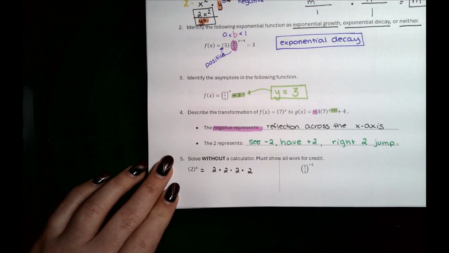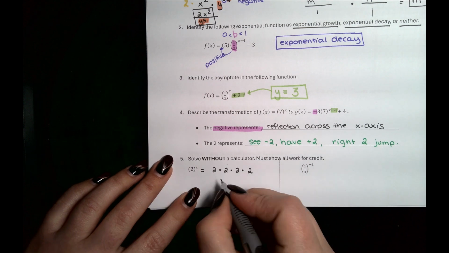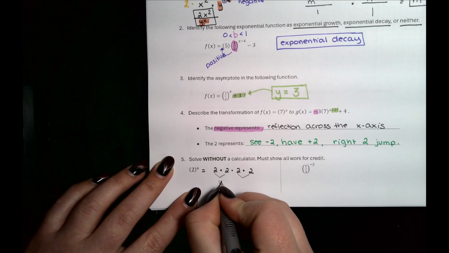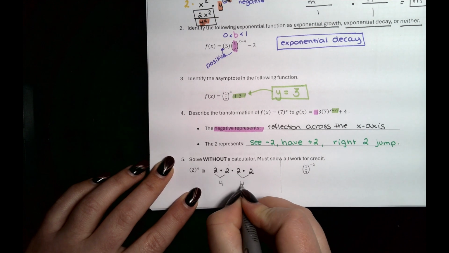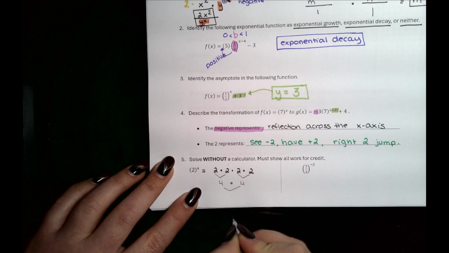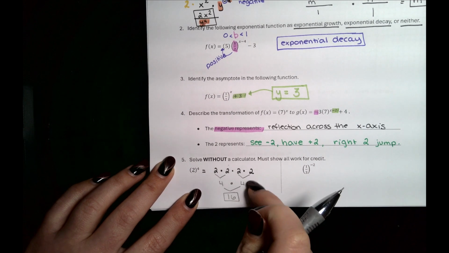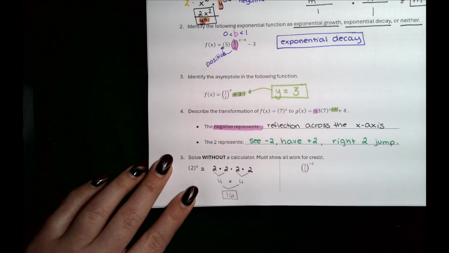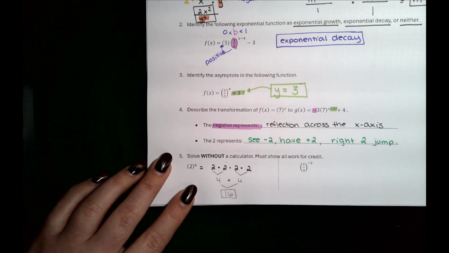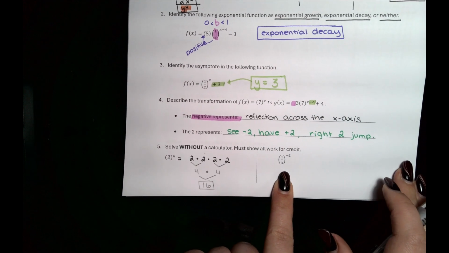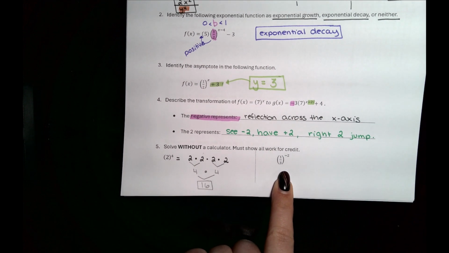Now, options, it says solve without a calculator. You either have this memorized or you can multiply two things at a time. So 2 times 2 is 4. 2 times 2 is 4. 4 times 4 is 16. So I want to see all of this work, must show work for credit to prove that you know what exponents are.